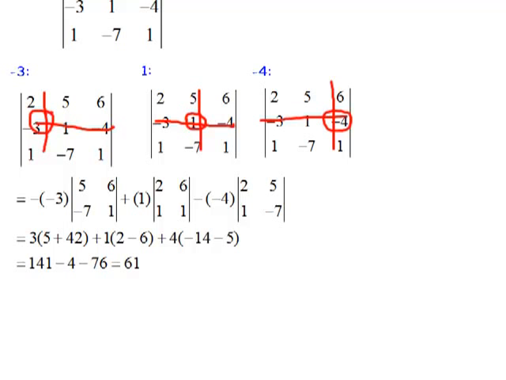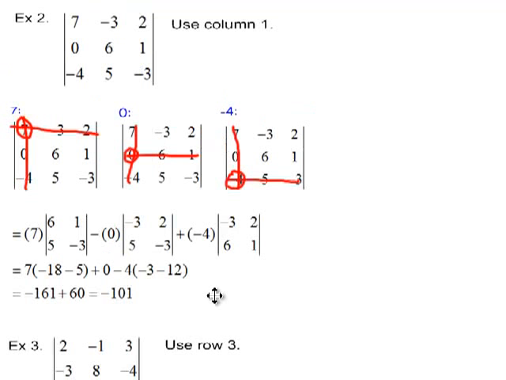Okay, another example. 7, -1, 2, 0, 6, 1, -4, 5, -3. I said use column 1. So if you use column 1, write out the entries 7, 0, -4, and then you are going to cross out terms. Sooner or later, you don't need to show yourself all that work, but the first few times, it makes it visually easier.